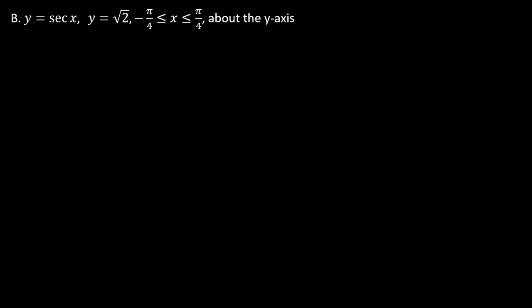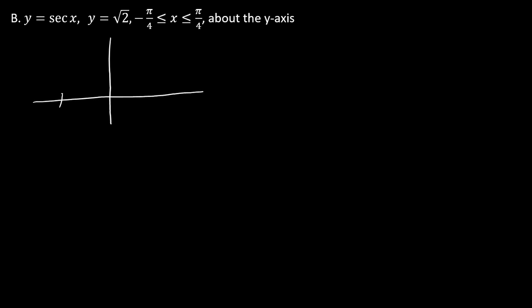And so next, I've got y equals secant x, y equals square root of 2, and then x is bounded between negative pi over 4 and pi over 4. Okay, so once again, I need the sketch here. So let's see. This is going to go like this.